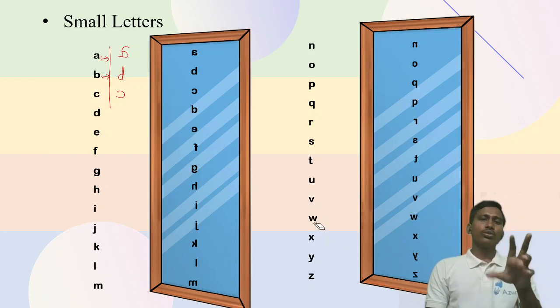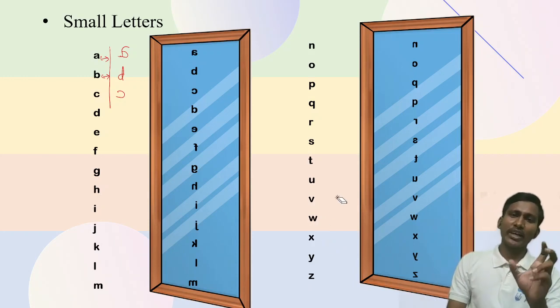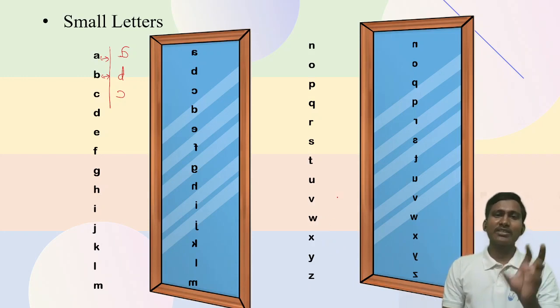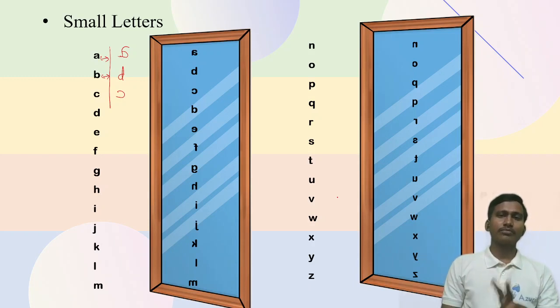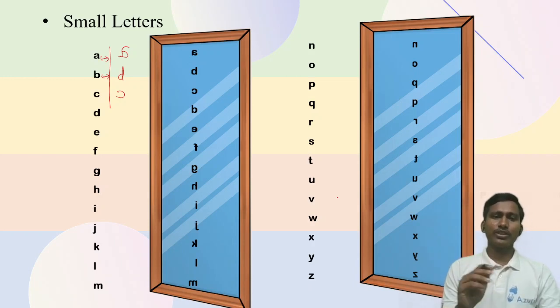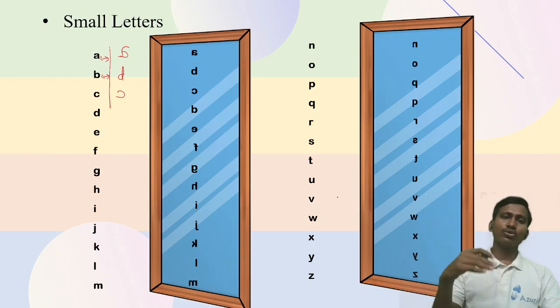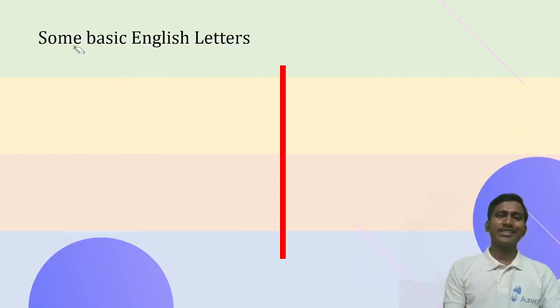So you have to see the video in the Azurite app and practice the mirror image of small letters and capital letters. To see the video you have to download the Azurite app. Okay, now let us go for the next, some of the basic English letters.